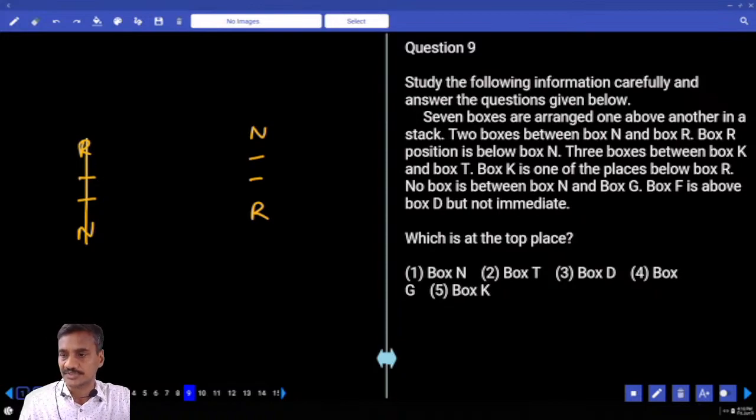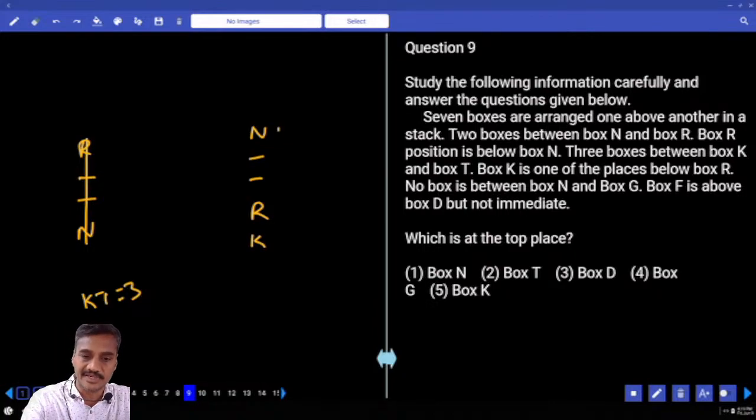And next one, 3 boxes between K and T. Now in between K and T, how many boxes are there? There are exactly 3. And K is one of the boxes below R. As K is one of the boxes below R, then can you take K at this place? Now if K is 3, in between K and T is not possible. Then N and T must be in the same place. Are you getting this one or not?